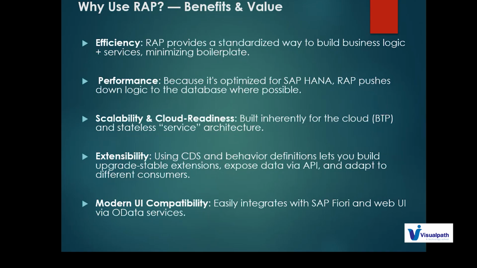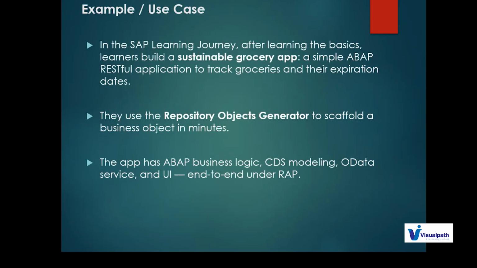We have seen this thing. Okay. Some of the examples. There is one example in the SAP Learning Journey. After learning the basics, learners build a sustainable grocery app. It was actually a simple ABAP RESTful application to track groceries and their expiry date. So it just identifies which groceries are expired or not.